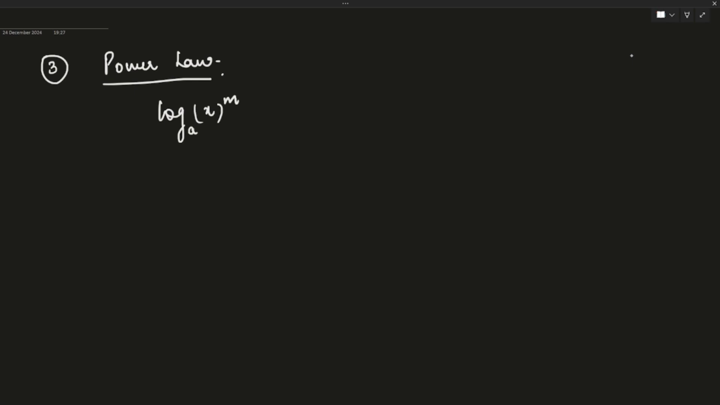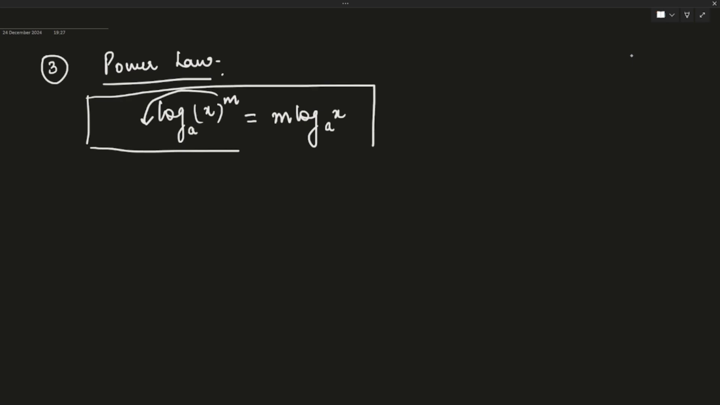Okay, we have an expression like log of x to the power of m with the base a. Then this can be written as m log x to the base a, the m just shifts to the left of the log. So this is your power law. In power law, if you have an argument in the form of an exponent, then we just shift the exponent to the left side of the log and then write the expression as it is.